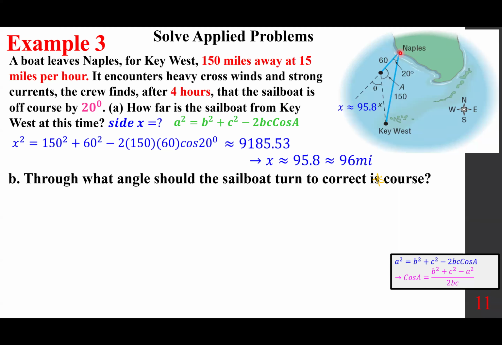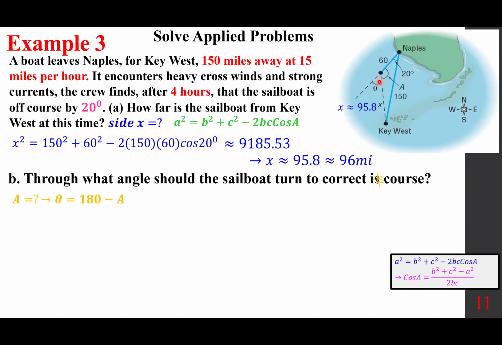Well, it's going this way, and it wants to go this way, so it has to turn this much. We're going to call it theta. How do we find theta? Well, if we find A, 180 minus A would be theta. So the answer is theta, and theta is 180 minus A. So I hope everybody's clear. All we have to do is find A.